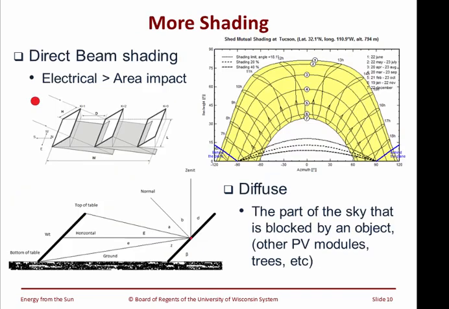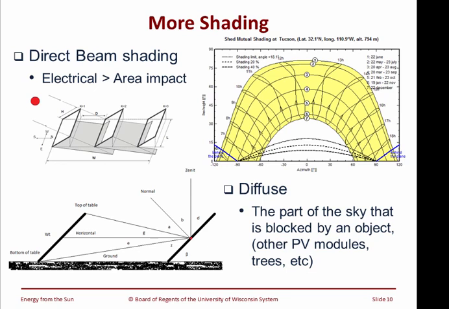Of course, it's not just faraway objects that can cause shading, near objects can as well. Many PV applications have many rows of modules, and at least during some times of the day, there's direct beam shading, where the shadow of one module impacts another module. Typically, the electrical impact of such an effect is actually greater than the area impact, but fortunately, energy prediction software can calculate this quite accurately.